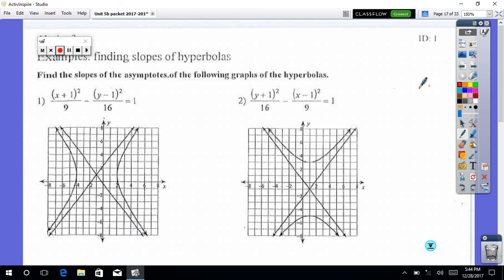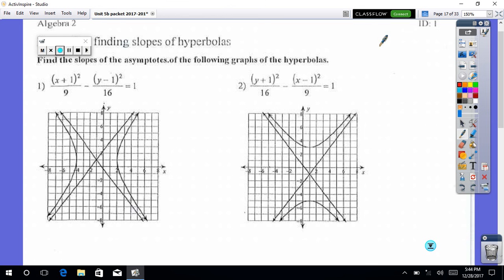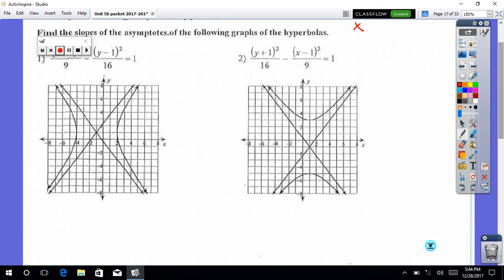Okay, pretty easy here. They just want you to find the slopes of the asymptotes. Remember, finding slope is y over x. In this case, it's going to be the square root of the numbers hanging out with those variables. So right here I have 16 over the number hanging out with the x. My slope is going to be plus or minus. Square root of 16 is 4. Square root of 9 is 3. So plus and minus 4/3.